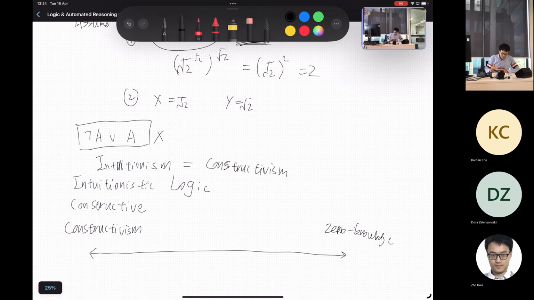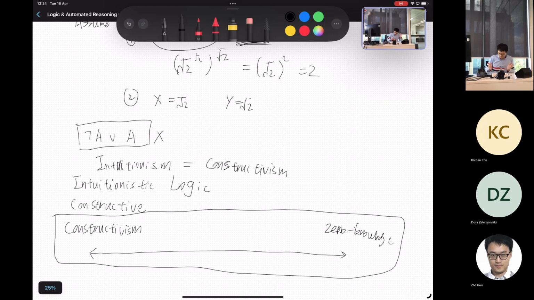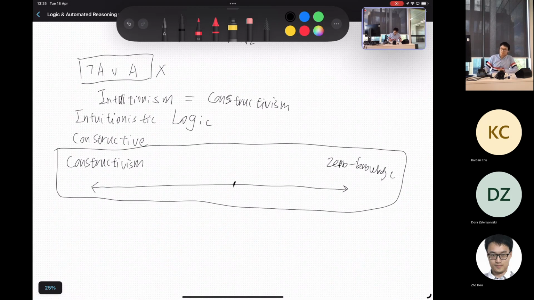So there are a ton of different logics in this spectrum, and classical logic goes somewhere in the middle. So this is some of the motivation for why people would need different types of logics. Another motivation is to really look at different aspects of mathematics. So here's an interesting thing about mathematics.